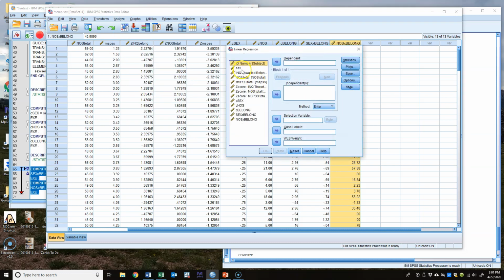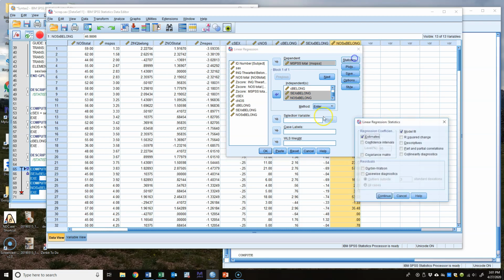Okay, so we're going to go to Analyze, Regression, Linear. Our model, perceived support, is going to be our outcome, and we're going to include centered sex, centered NOS, and centered belonging, and then my two interaction terms. In terms of statistics, we're going to ask for the screening. We want collinearity diagnostics because we want to take a look at those tolerance and VIF values.